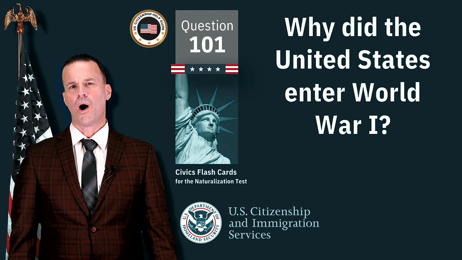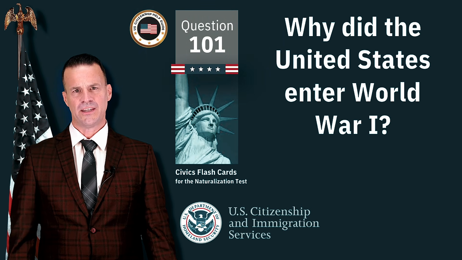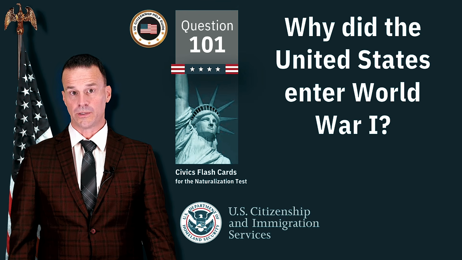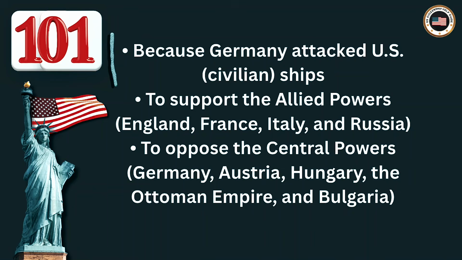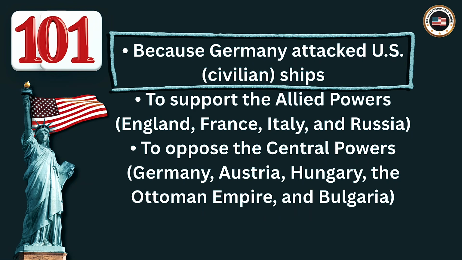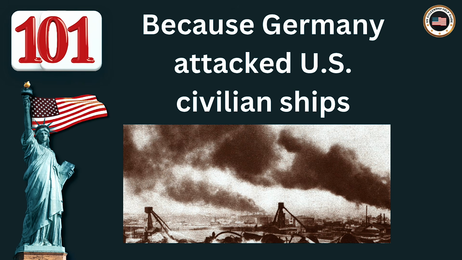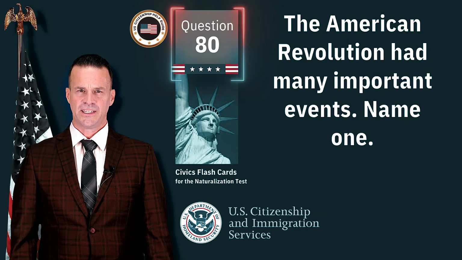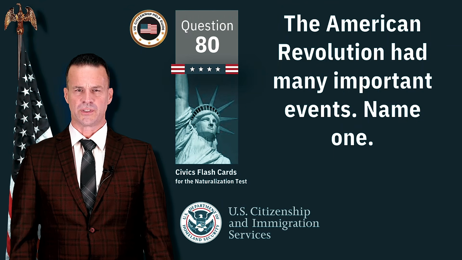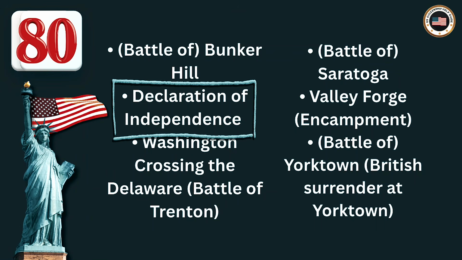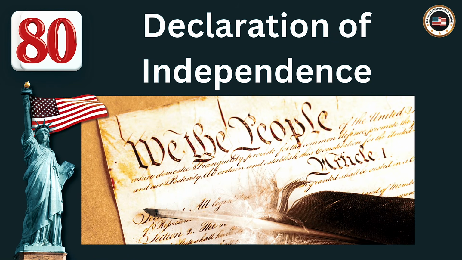101. Why did the United States enter World War I? Because Germany attacked U.S. civilian ships. 80. The American Revolution had many important events. Name one. Declaration of Independence.